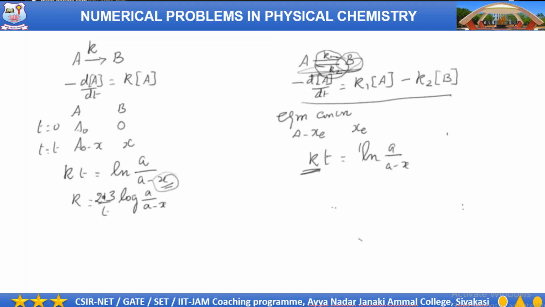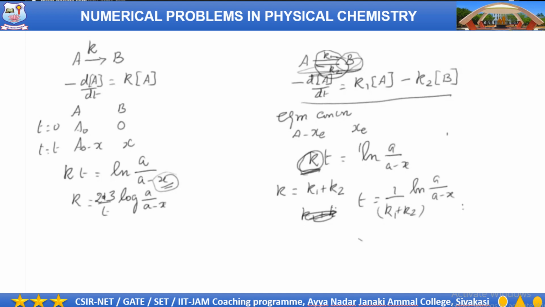Here two reactions are taking place, through the forward direction as well as through the backward reaction. Therefore, what is the net K value? The net K is equal to K1 plus K2. It can be derived, but I am not going to derive this equation. Therefore, K1 plus K2 is calculated. t is equal to 1 by (K1 plus K2) into ln A by (A minus X). This is the rate law equation in logarithmic form for the reversible reaction.